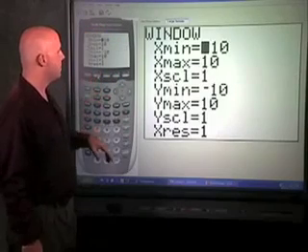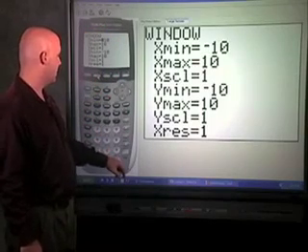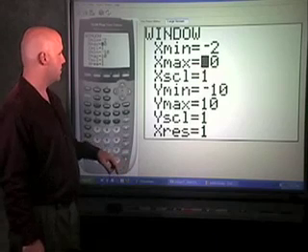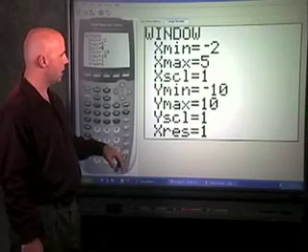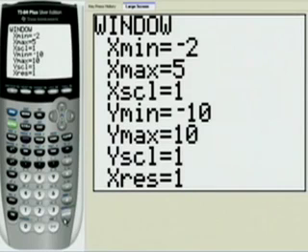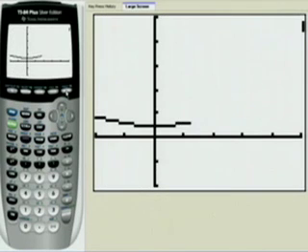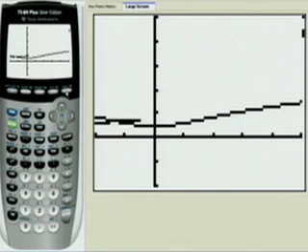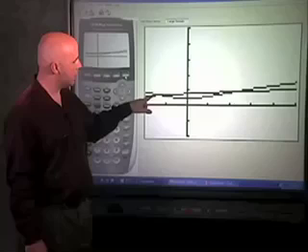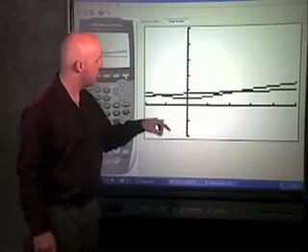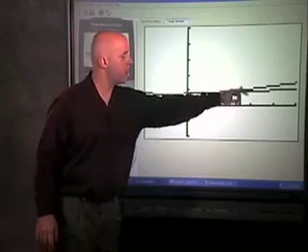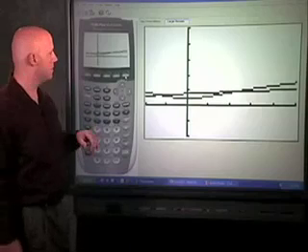So we'll go to our window setting, and we might cut that down, x min to -2, x max maybe 5, and we use a scale of 1. For y min, let's use -2 and a y max of 5, and let's graph that. And we see our graph for y1, and here we see the graph of y2 coming through, and we see 2 points of intersection. We get one point over here in the negative side, another point over here in the positive side. We're going to find those 2 points of intersection.